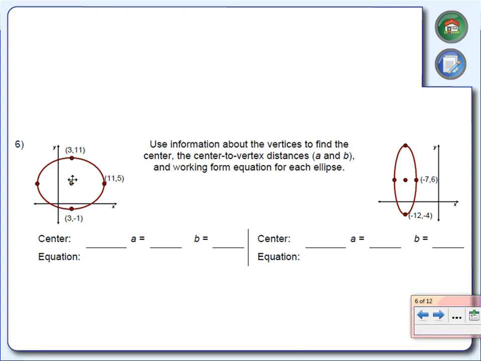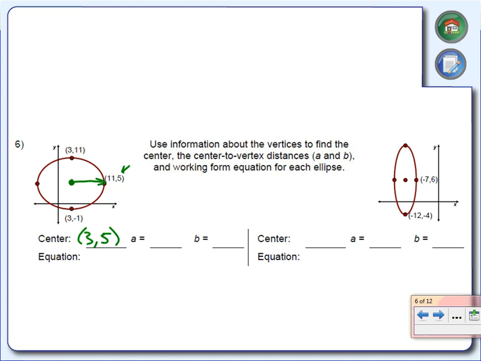Can you tell me what that center would be? This point right here. What would that be? What is that ordered pair? 3 for the x, and we know that because it lines up with these other 2 points, 3, 11, and 3, negative 1. Can you tell what the y value is? 5. And where did you get 5 from? From this other point. We can tell that it lines up with that point, and the y value on that is 5. So simply looking at those 3 points, we were able to figure out that the center is at 3, 5.